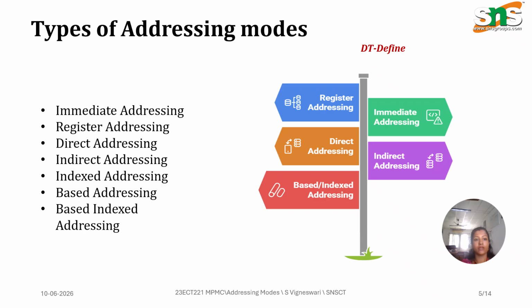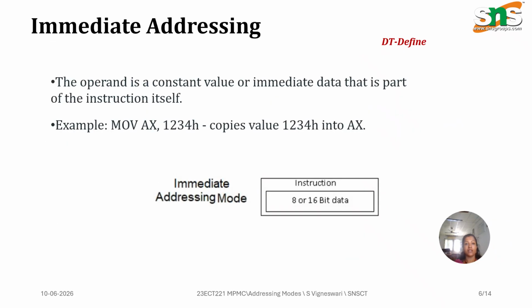First comes the immediate addressing mode, right? So what is immediate addressing mode? Let us begin with an example: MOV AX, 1234H. Here 1234H indicates the data value that is made directly available in the instruction.